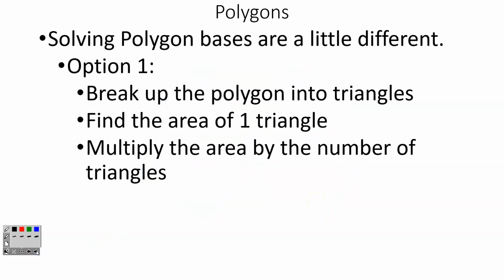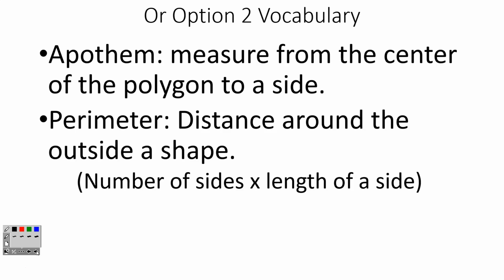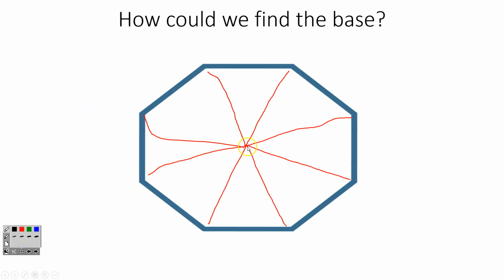So that's option 1. Option 2, you need to first understand a couple of vocabulary words. The first one is what an apothem is. An apothem, not opossum, apothem is the measure from the center of the polygon to a side. So it would be the measure from here to one of the sides. Not to the corner, but to the side.